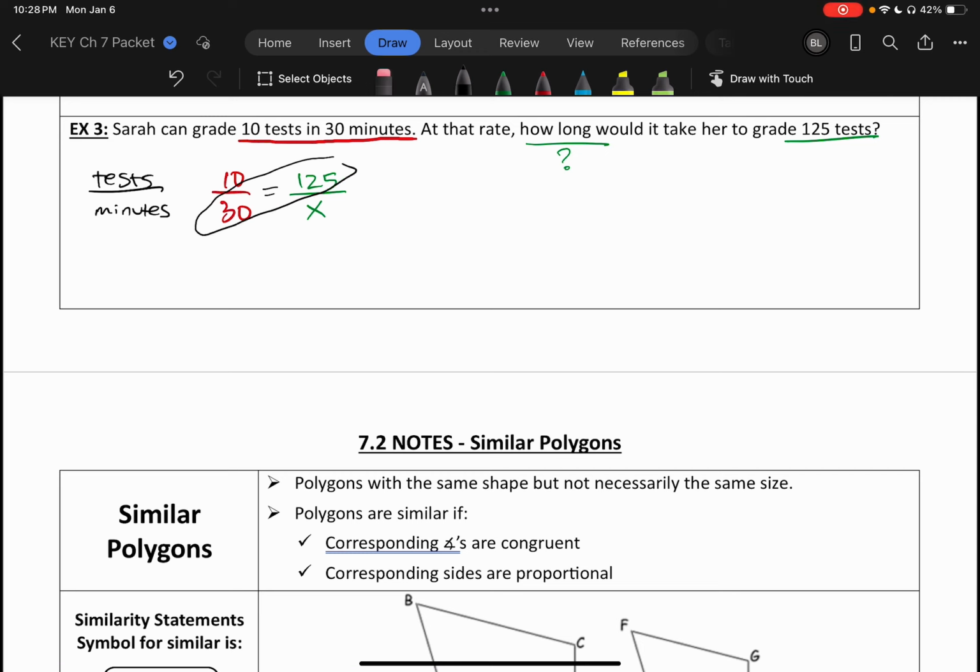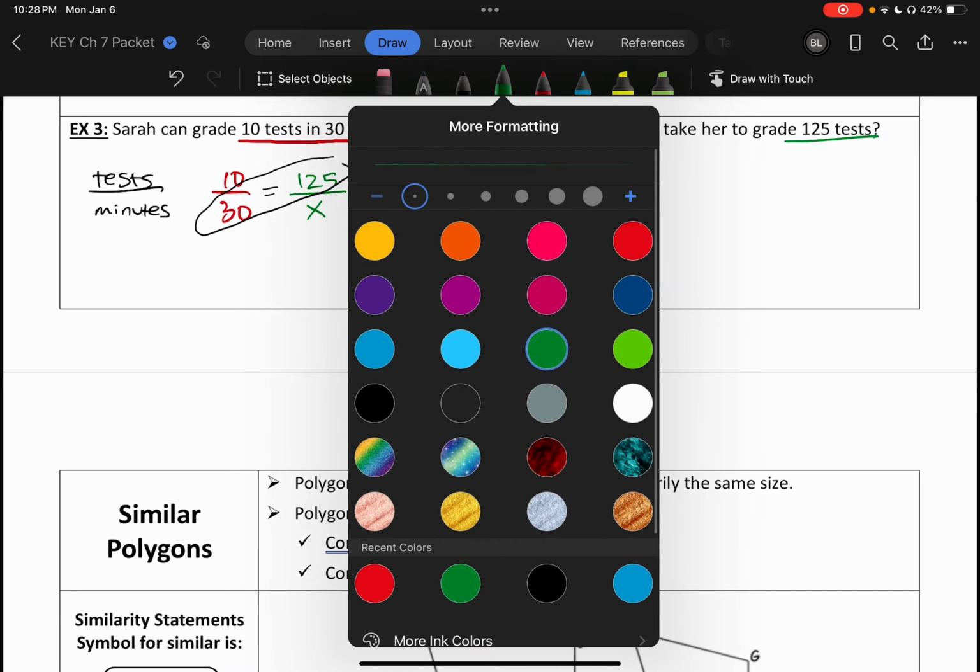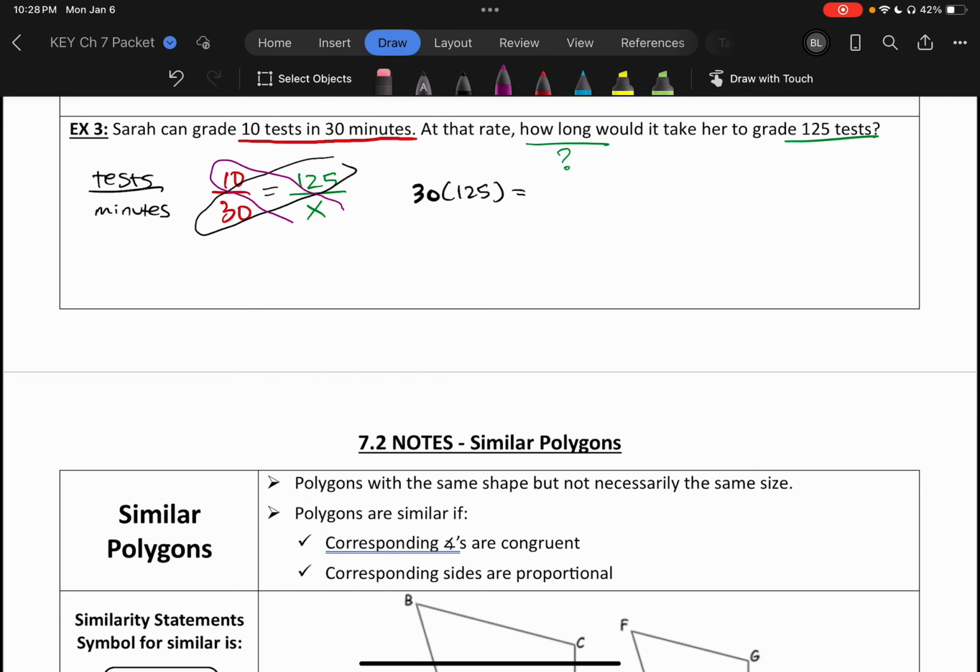If I cross multiply here, we got 30 times 125 is equal to 10 times x. Okay, so if I multiply 30 times 125, what we get is 3,750, and that's equal to 10x. From here, if I want to solve for x, just divide by 10. If we divide by 10, we get 375. So 375 is equal to x.